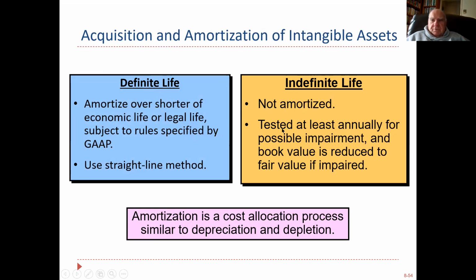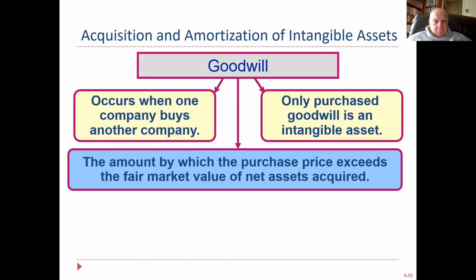Like I said, that patent to produce VCRs was proudly hung in the factory office 30 years ago. 10 years later, it had no value. And then you have to reduce it. And amortization is a cost allocation process similar to depreciation and depletion. You depreciate tangible items, you deplete natural resources, and you amortize the unknowable, the intangible, okay?